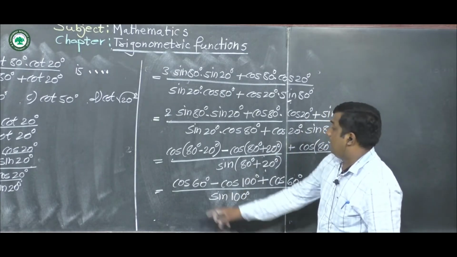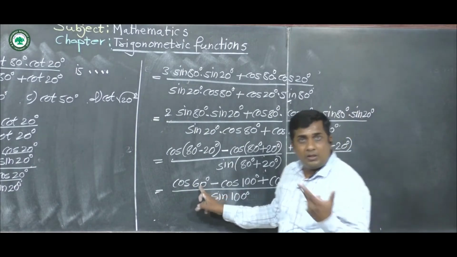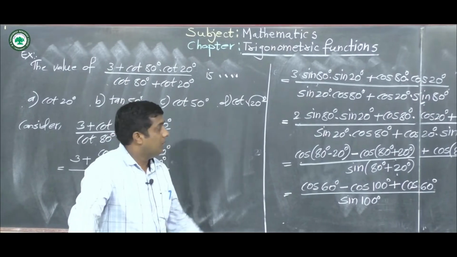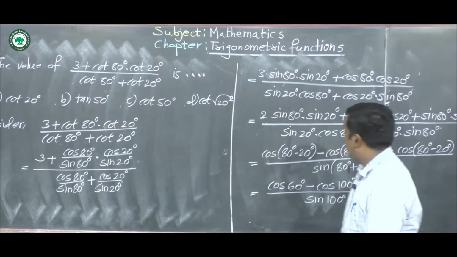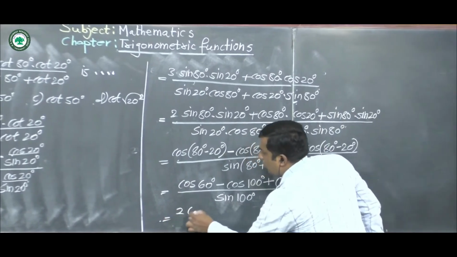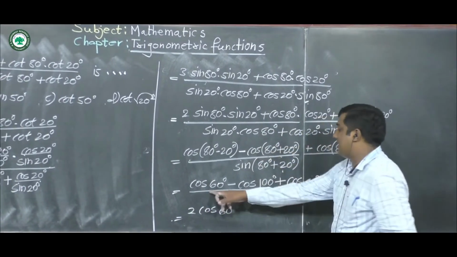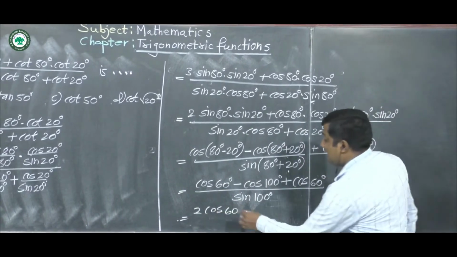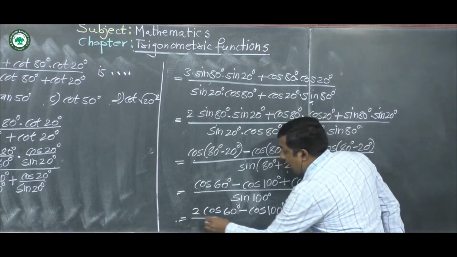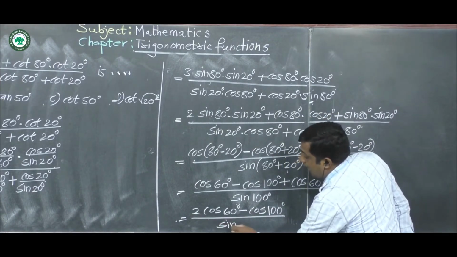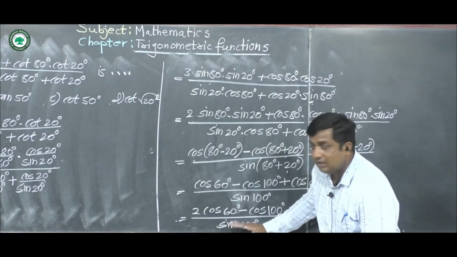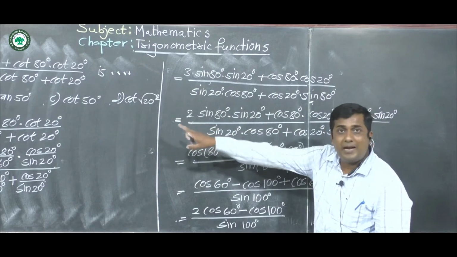Now cos 60 degree is 1 upon 2. So 1 upon 2 plus 1 upon 2, or I write this as 2 into cos of 60 degree, since cos 60 degree plus cos 60 degree is 2 cos 60 degree. Then minus cos of 100 degree, and this divided by sine of 100 degree. Okay, so using this part we have to find the value.